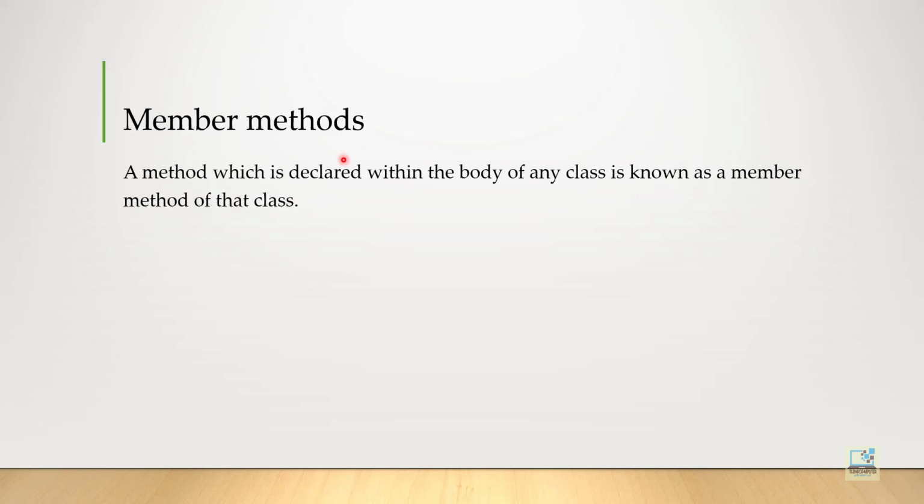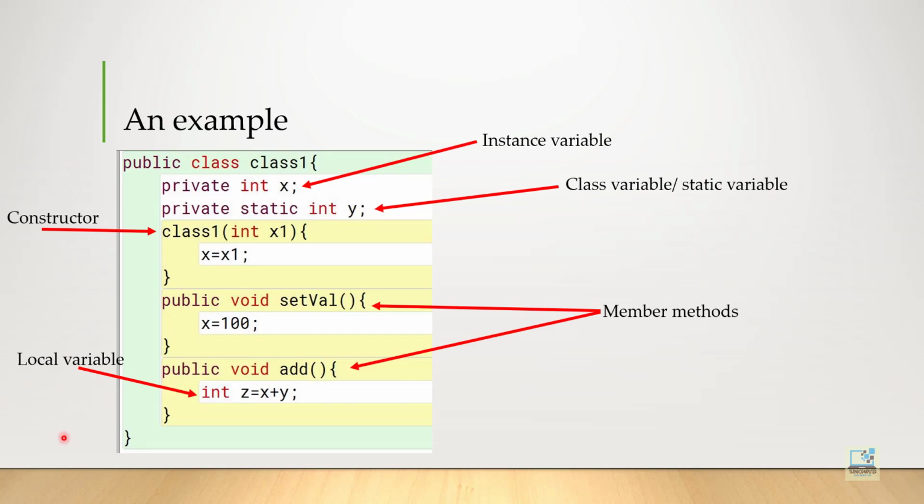Member methods. A method which is declared within the body of any class is known as a member method of that class. Now I have an example to explain all 5 of these things. In this example I have included the constructor, local variable, instance variable, class variable and member methods. So the class here is class 1. Here I have one variable x, that is the instance variable in the class, and I have another variable y which is the class variable.